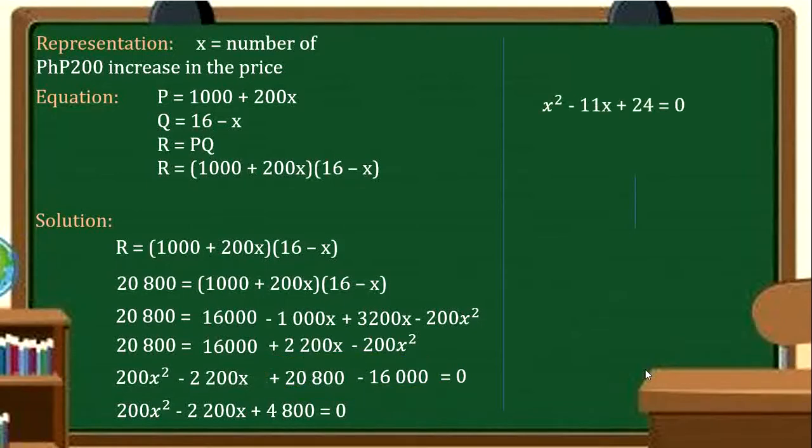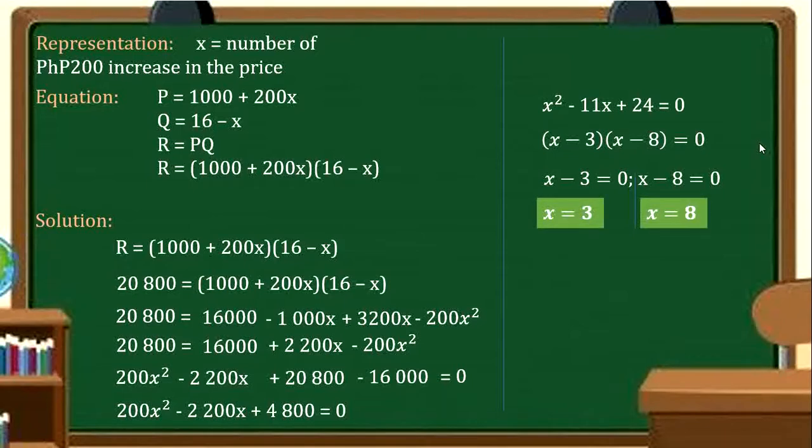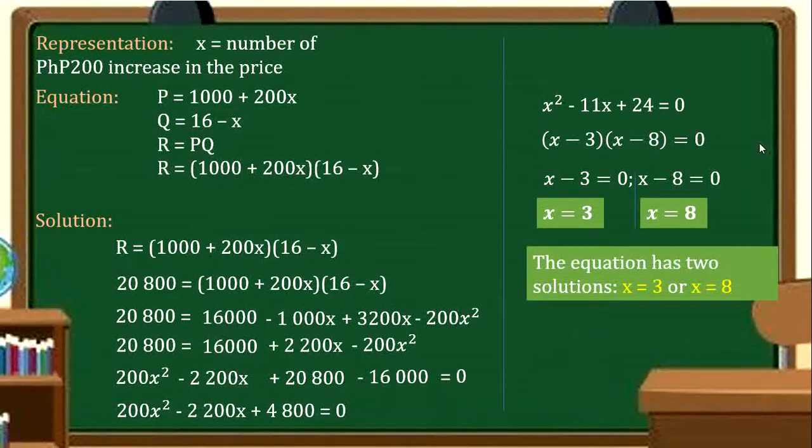So, kapag sinimplify, so, equals kay x squared minus 11x plus 24 equals 0. And then by factoring, so we have x minus 3 and then x minus 8 equals 0. So equate both factors to 0. So we have x minus 3 equals 0 and then x minus 8 equals 0. Solve for the value of x. So we have x equals 3 and then x equals 8. So again, the equation has two solutions. So we have x equals 3 or x equals 8.